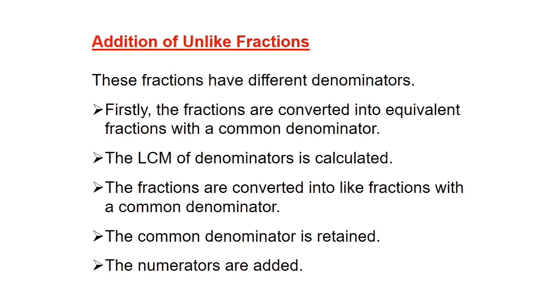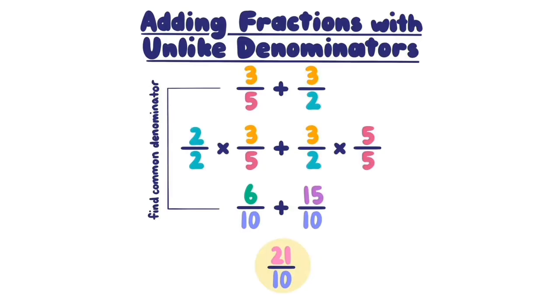Addition of unlike fractions. These fractions have different denominators. To solve them, firstly, the fractions are converted into equivalent fractions with a common denominator. The LCM of the denominators is calculated. The fractions are converted into like fractions with a common denominator. The common denominator is retained. The numerators are added.